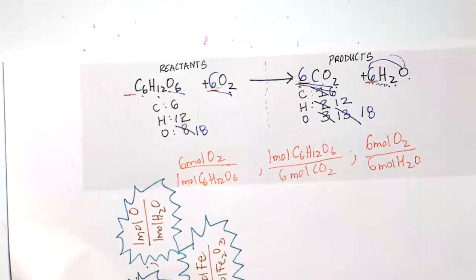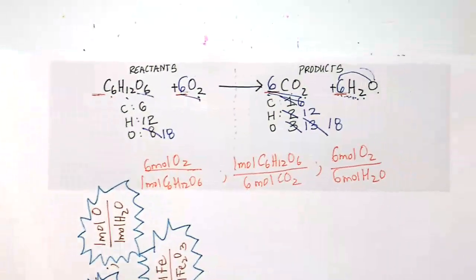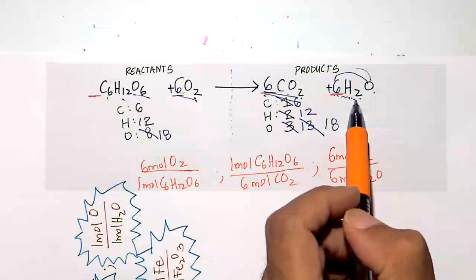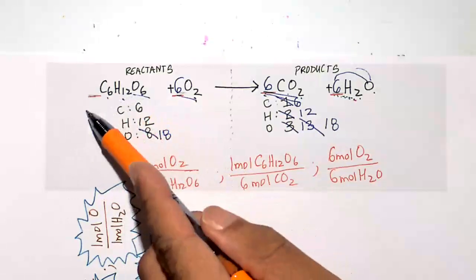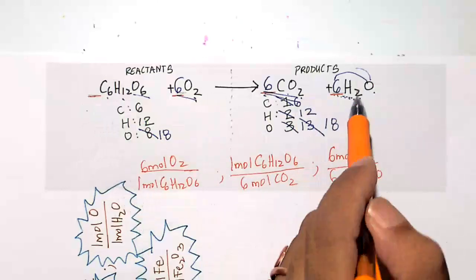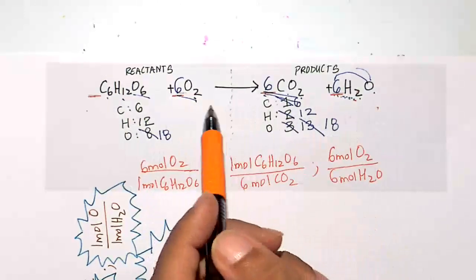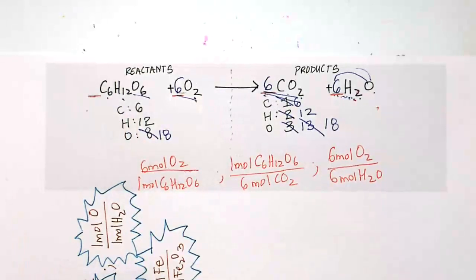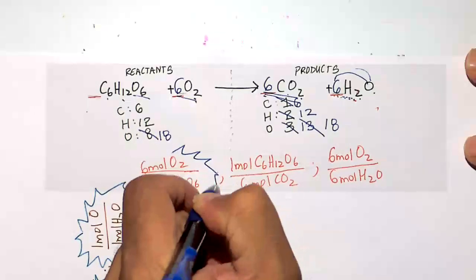What is the mole ratio of the products? For every 6 moles of CO2 there is 6 moles of water. Okay, do we get this? For every 1 mole of glucose there is 6 moles of water. For every 6 moles of water there is, you get the point. Okay, so that is the last definition. Okay, so this is something we want to highlight for ourselves.